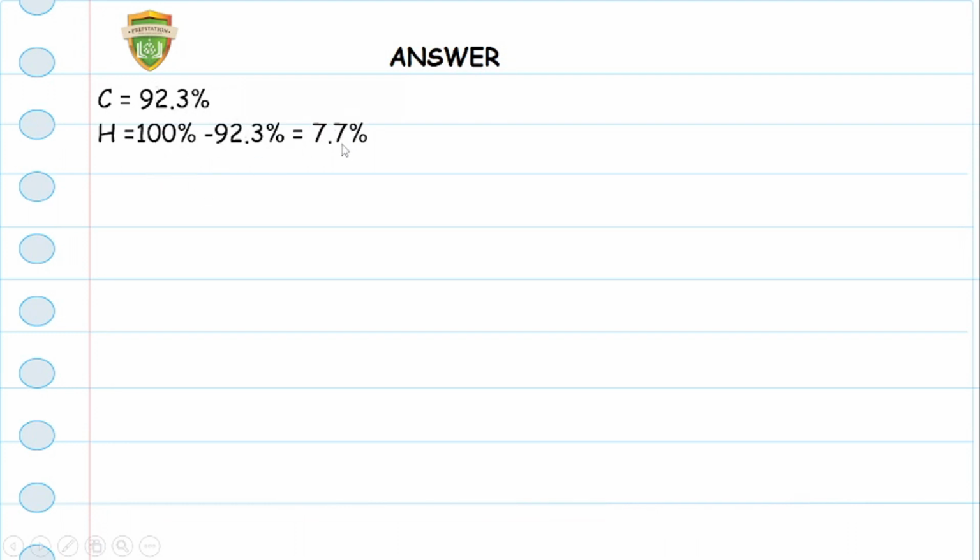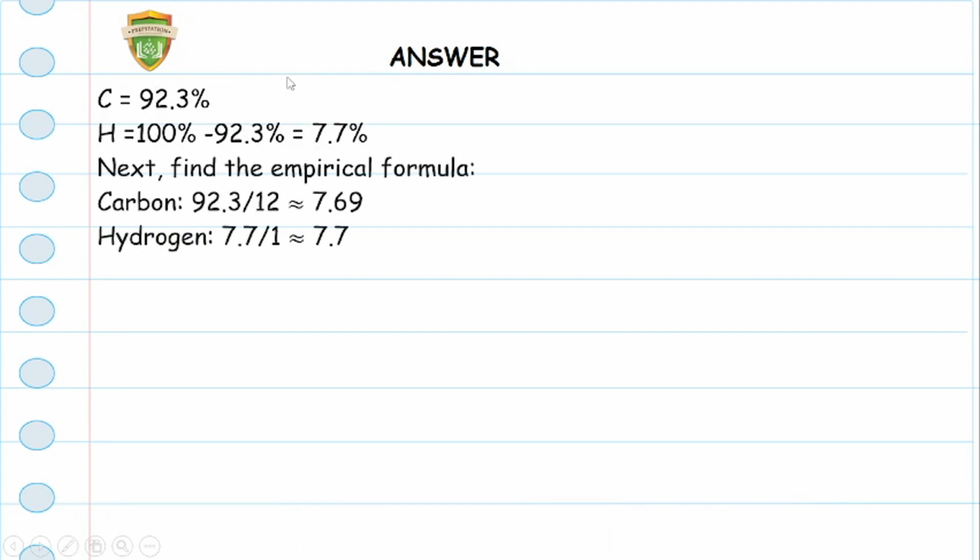So that means that hydrogen occupies the remaining 7.7% of the molecule. Now, the next thing we're going to find is something called the empirical formula. The empirical formula is simply the simplest whole number ratio of atoms present in a compound. So how we do that is we divide the percentage that that element is holding in the compound by its atomic number.